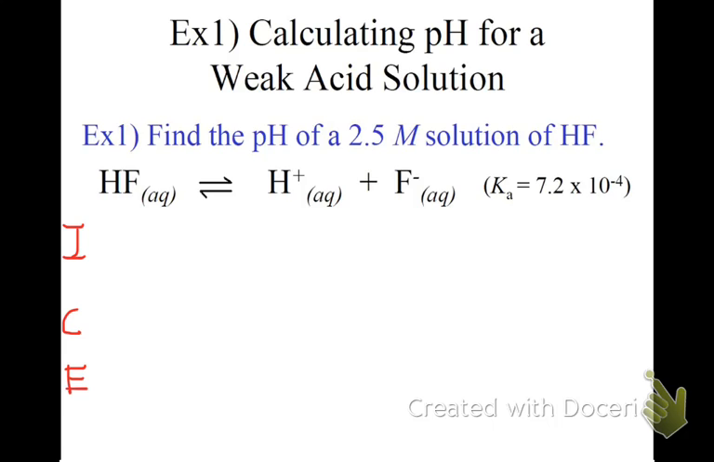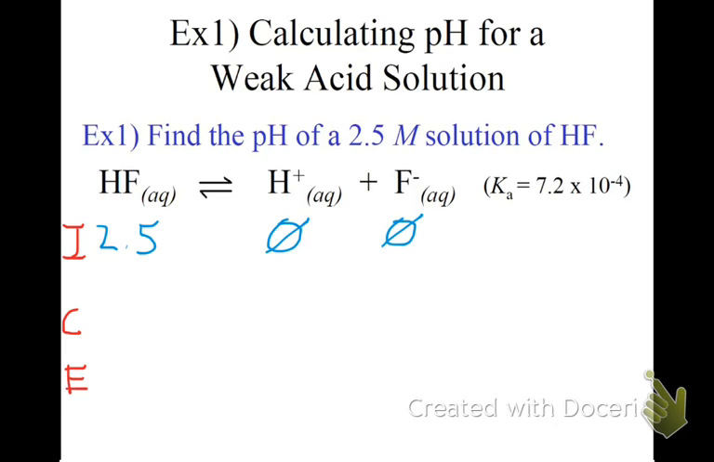So initially, we need to go through and figure out how much of each of the components is in this solution. So notice how all 3 of them are aqueous, which means that all 3 of them are going to be in the solution. So initially, we have 2.5 molar HF. Let me go ahead and change my colors so we can see this a little better. There we go. So 2.5 molar HF, and we're going to say that in the instant before it actually dissociates into H+ and F-, we're starting off with 0 H+ and 0 F-.